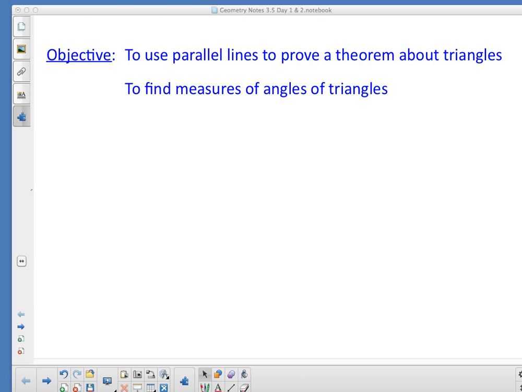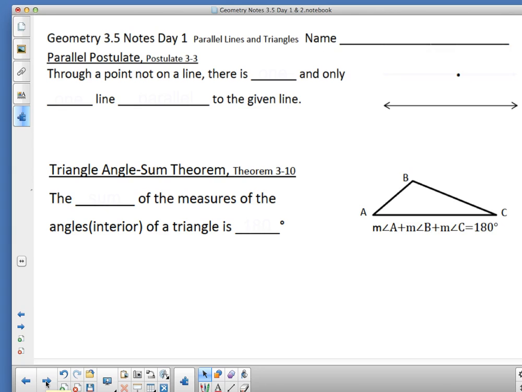Okay, so today's objective: to use parallel lines to prove a theorem about triangles, and define measures of angles of a triangle. As I go through today, we're going to talk about this parallel postulate first. Through a point not on a line, there is one and only one line parallel to that given line. If the point's not there, there's an infinite amount of lines that can go through that point. But the problem is only one of those lines is parallel to the given line provided here on my sheet.